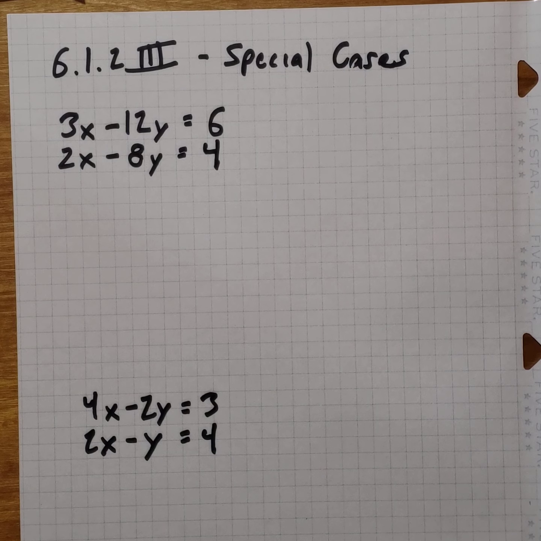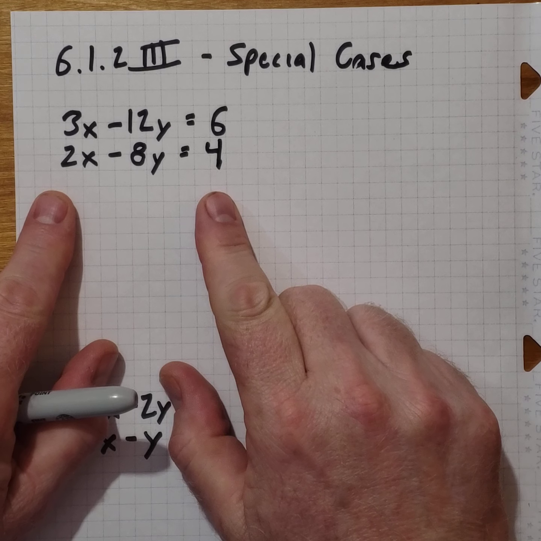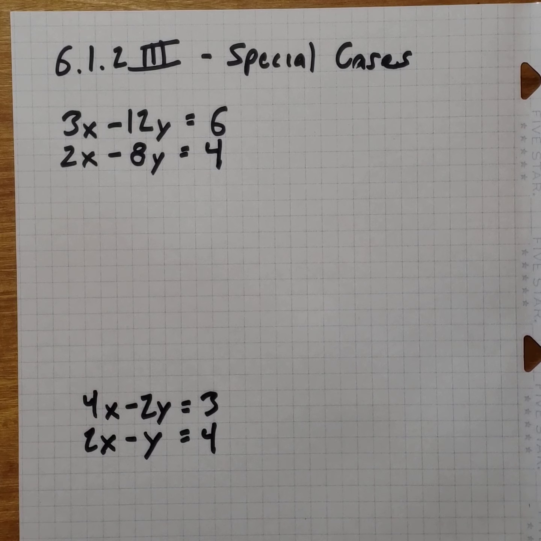So we've looked at three methods for solving systems. We've got graphing, we've got substitution, we've got elimination. We have not looked at a situation that pops up every once in a while, two different situations actually. So let's take a look at those. We've got a simple system here: 3x minus 12y is 6, 2x minus 8y is equal to 4.